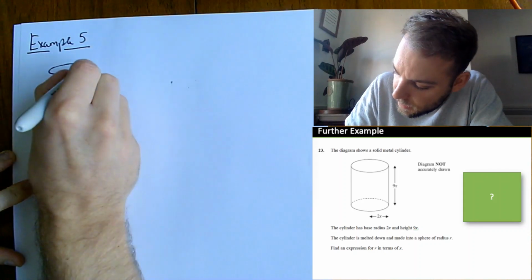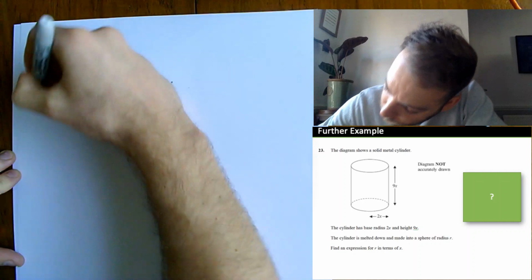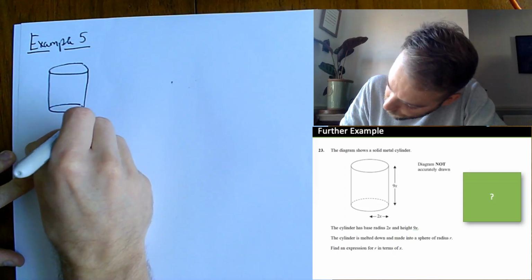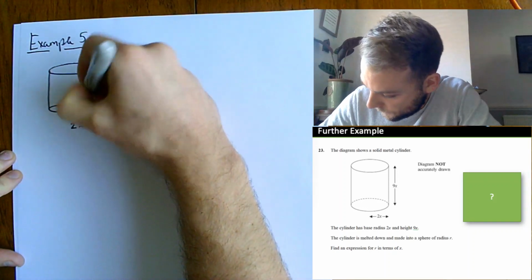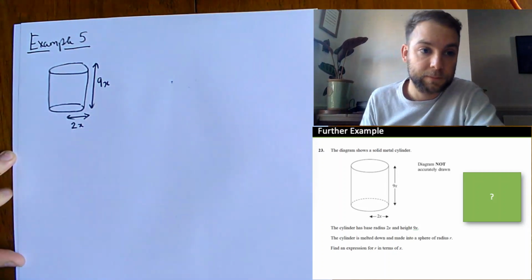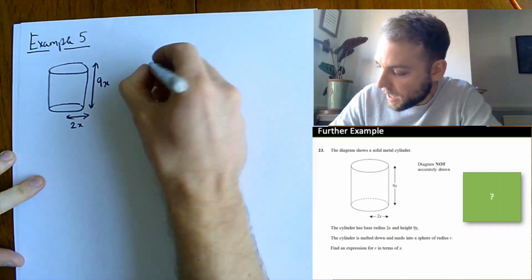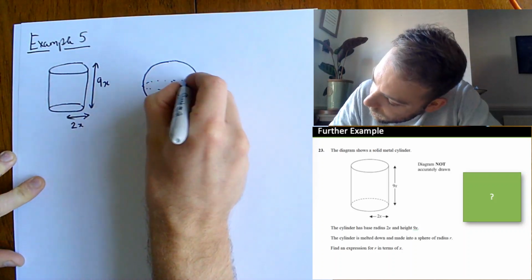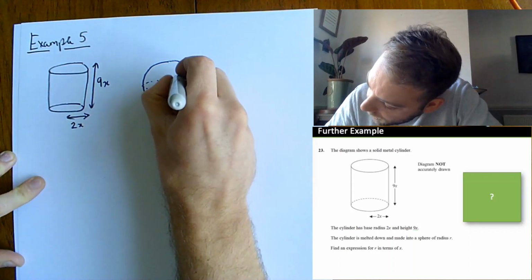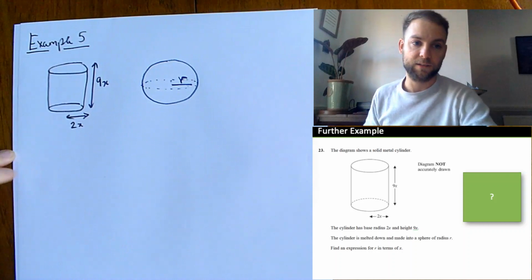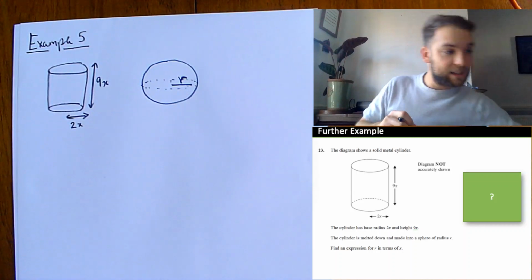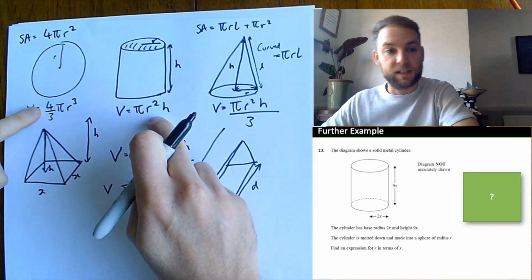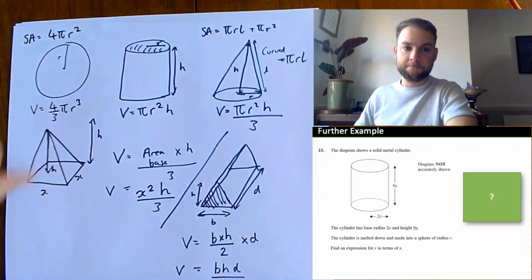So here, let's draw this out. Cylinder, oval, oval, up like that. 2x, height of 9x. This is the radius of this, and it's been melted down to make this sphere with a radius of r. And it's saying, what is r in terms of x? So the first thing, linking back to this again, I'm going to keep going back to this. I'm going to be using this formula for a cylinder and for a sphere.